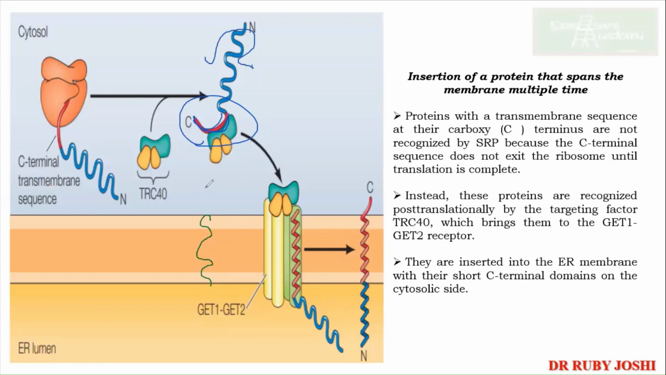So for this we have got separate proteins. Instead of SRP we have TRC40, which recognizes that hydrophobic or transmembrane sequence. This recruits these kinds of proteins to the GET1, GET2 receptor. So instead of SEC61, here the translocon is known as the GET1, GET2 receptor. With its help, the transmembrane region which is present over here is pushed later and inserted into the plasma membrane.